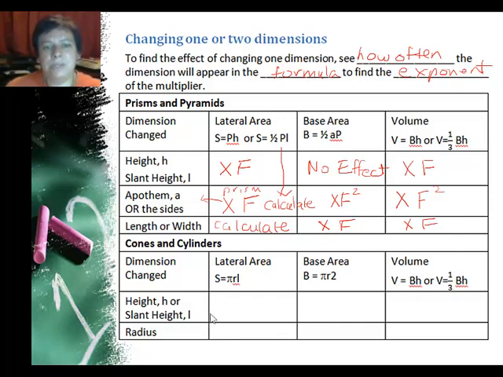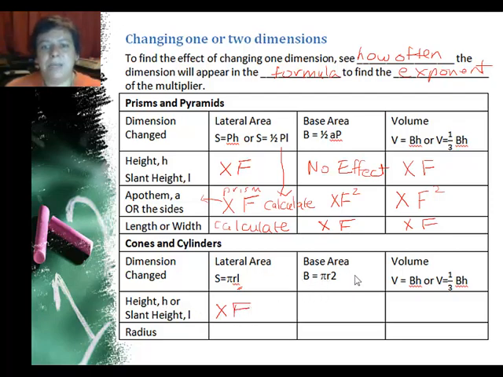For cones and cylinders, and again, I have to be clear, if I change the height for something, it will affect the slant height. Now, if I change the slant height, but I'm keeping the radius the same, that will affect the lateral area only once. And again, remember, I'm only changing one dimension, as slant height and height are related. So then I would say times a factor.